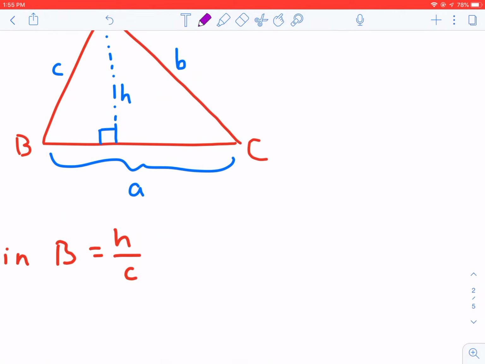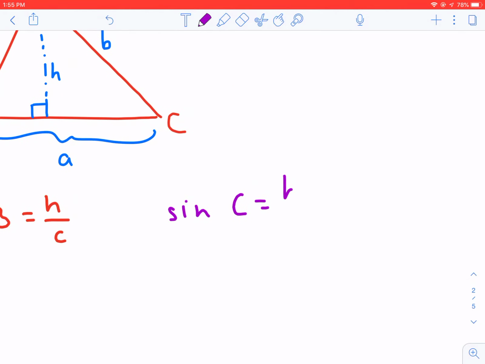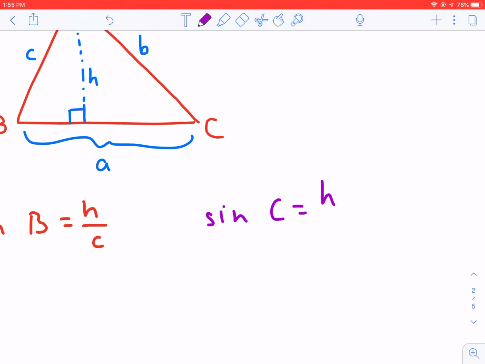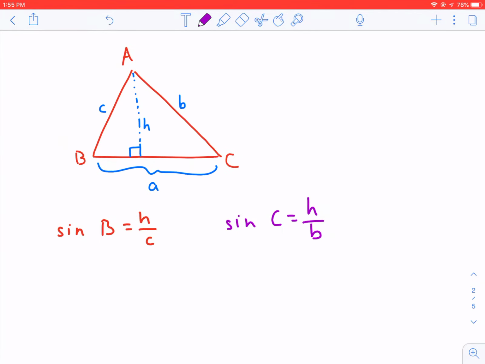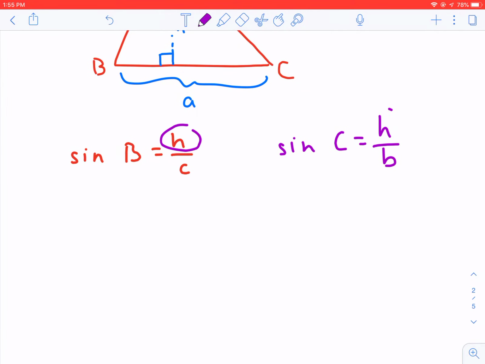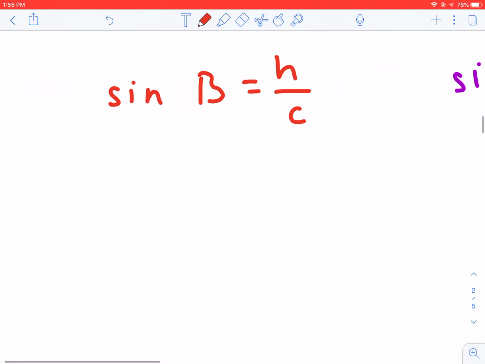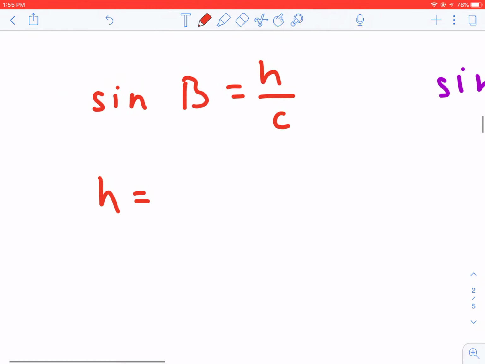And let's do that again with angle C. So sine of angle C equals opposite again, H over hypotenuse, which is B here, right? Looking at this right triangle. And I noticed the only thing these two equations have in common is H. So let's solve for H in both. Solving for H in this first one, we get the height is equal to C times sine of B.